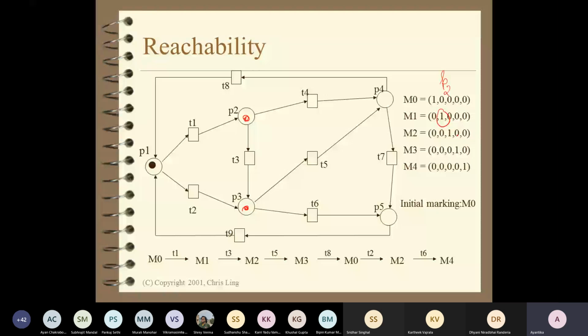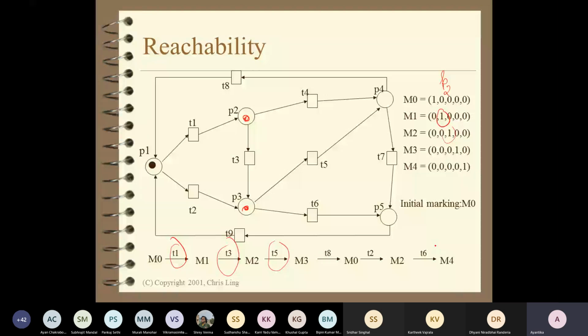If you are following this reachability matrix, you can identify which transition is taking place. That means M0 to M1. If your token is now in M1, you can get the idea that T1 has taken place. Similarly, M1 to M2, that means T3 has taken place. Similarly, M2 to M3, that means P3 to P4, that means T5 has taken place, and so on.